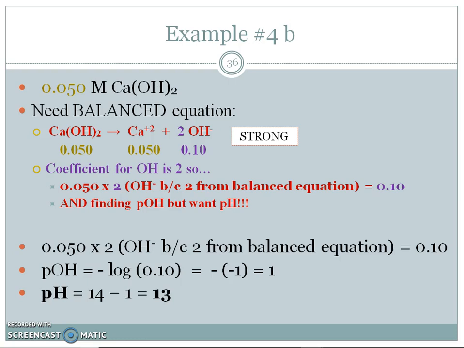So again, at this point, you might even want to pause or replay this part to make sure you're understanding that first of all, it's a strong base. Second of all, we have to pay attention to those coefficients. So what we start with in molarity, we're doubling for our OH. Plus, because it's OH, we need to find our pOH value, in this case 1, before we find our pH value, what they're really asking for.